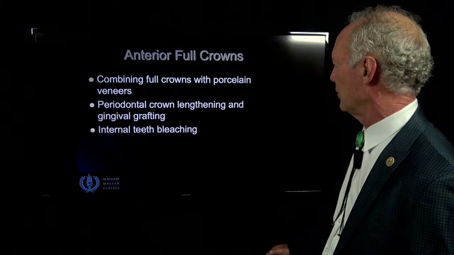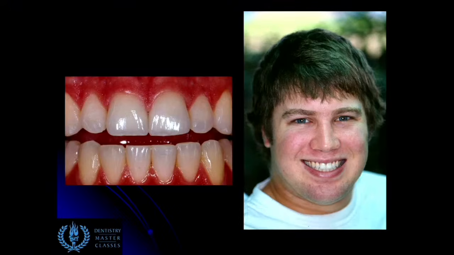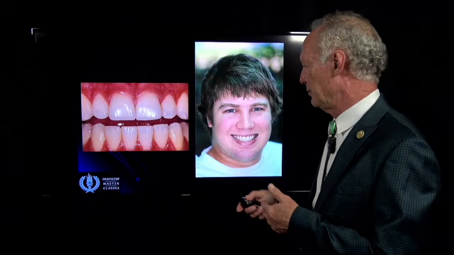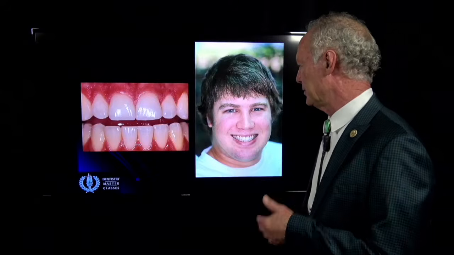So this is implants and fixed bridges, full crowns. When you do a full crown versus a veneer, or if there's a lot of tooth missing, I'm going to place a full crown just for retention from the palatal side.